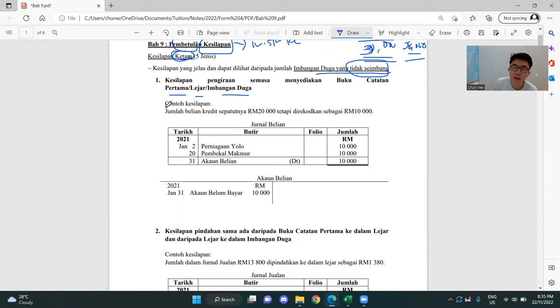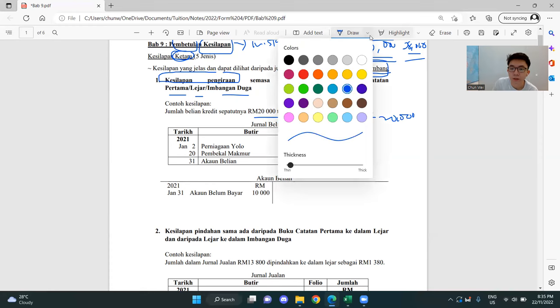What does it mean? Here is a contoh kesilapan. Jumlah belian kredit sepatutnya RM20,000 tetapi direkodkan sebagai RM10,000. If you do 10,000 plus 10,000, it should be 20,000. But here you put 10,000, maksudnya there is a kesilapan. That's why this is called kesilapan pengiraan. This kesilapan is posted to your account bulan, and hence ini pun salah. So what is the correct figure and how do we betulkan?